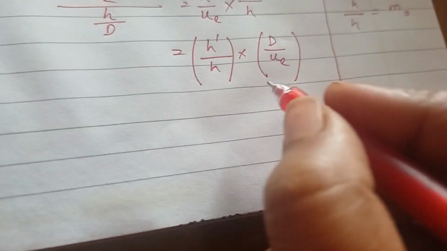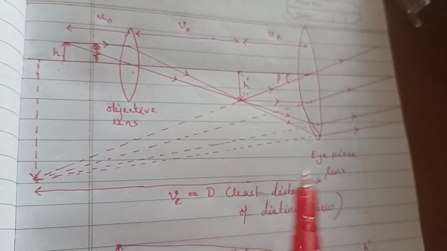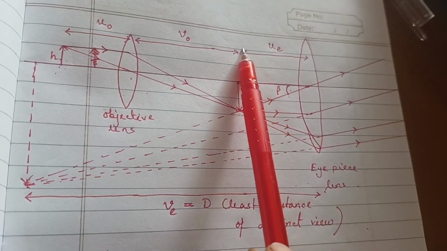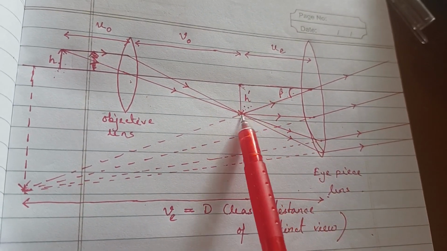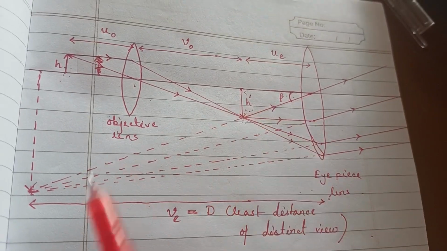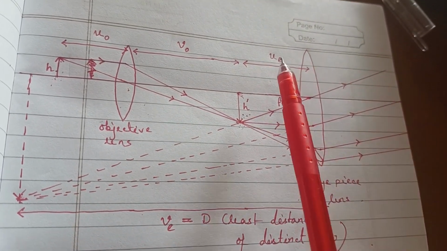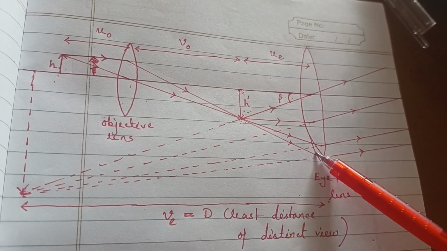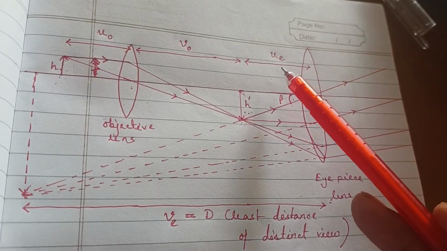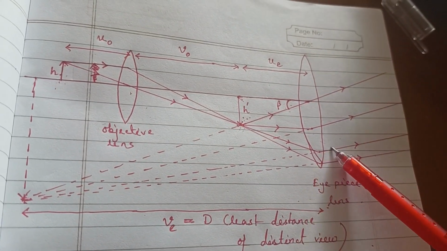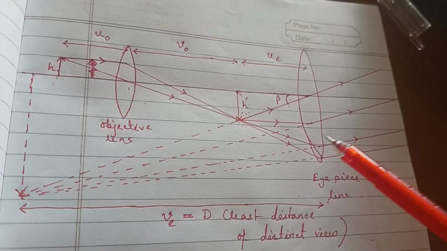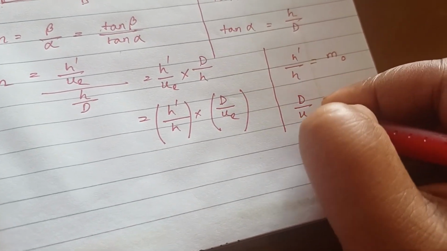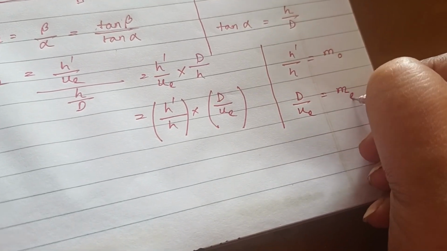Very similarly, the second part was d by ue. So in the diagram, what is d by ue? D is this final image distance. Ue was here. For the eyepiece lens, this was considered as object. So this was object distance and this is image distance. So d by ue basically is image distance by object distance. That is another formula of magnification for the specific lens. So image distance by object distance is the magnification of the lens. So this is the eyepiece lens. Therefore, d by ue is the magnification of the eyepiece lens.